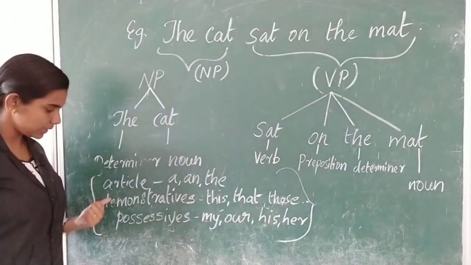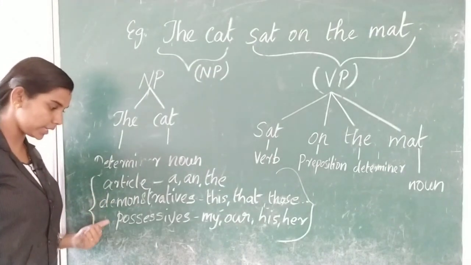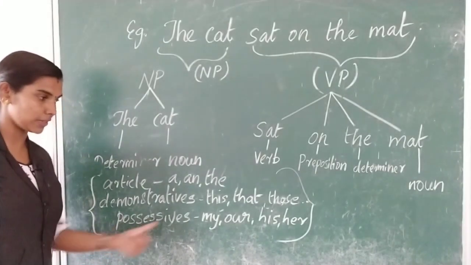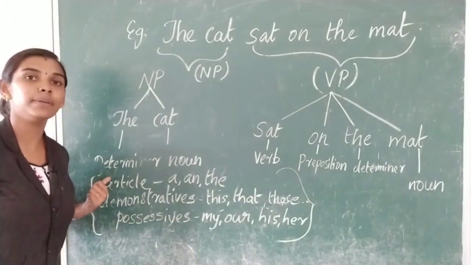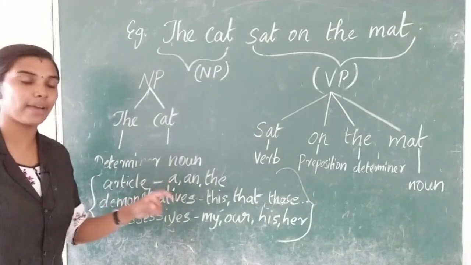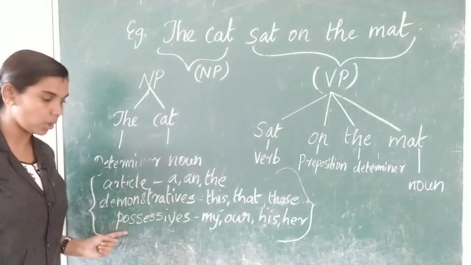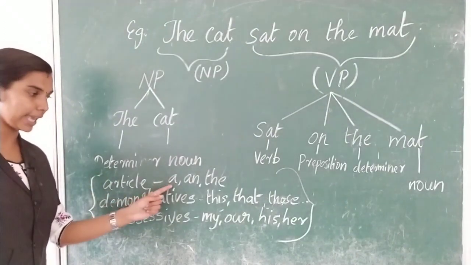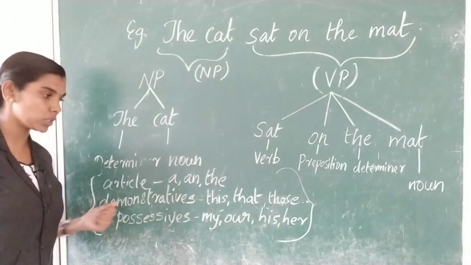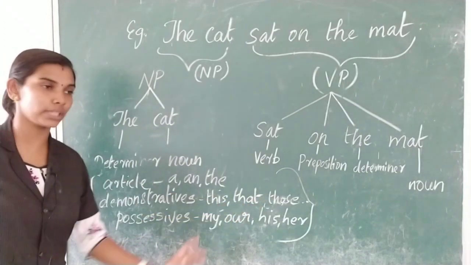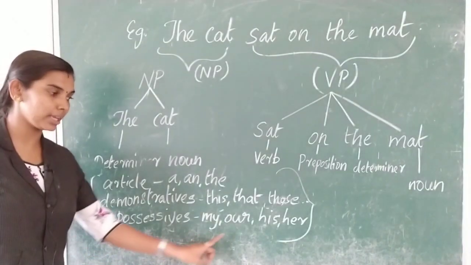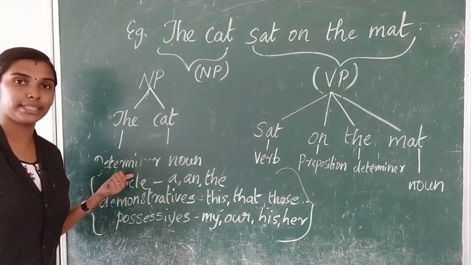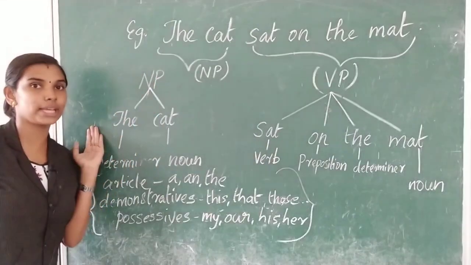So, what is a determiner? Articles, demonstratives and possessives. It can be an article, it can be a demonstrative or possessives. All these are together called a determiner. So, in a sentence, if you have an article or a demonstrative or a possessive, it comes under a determiner. Articles like a, an or the, demonstratives like this, that, those, etc. Possessives like my, our, his, her, etc. So, all these come under determiner. So, this is the noun phrase part.